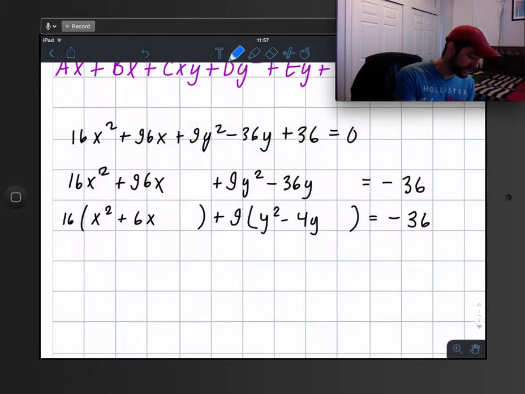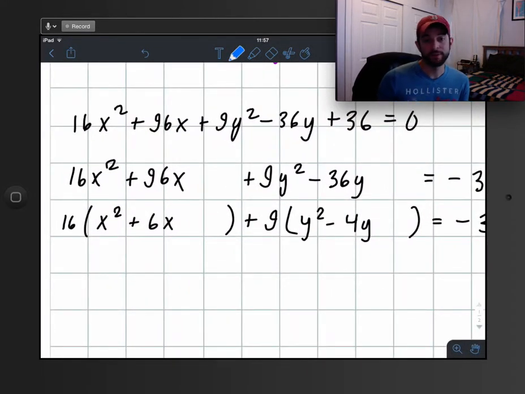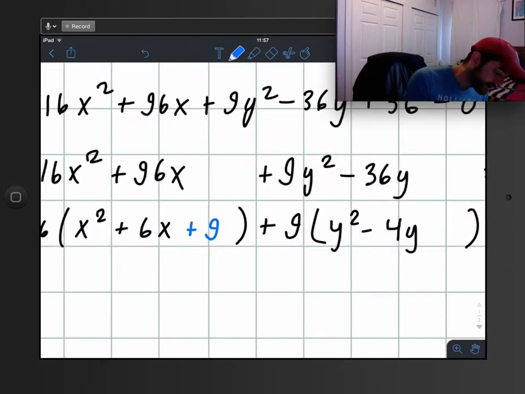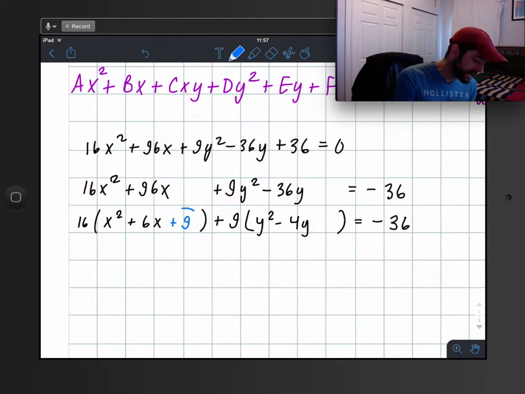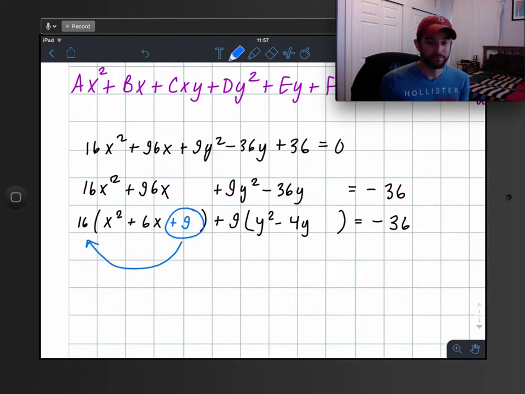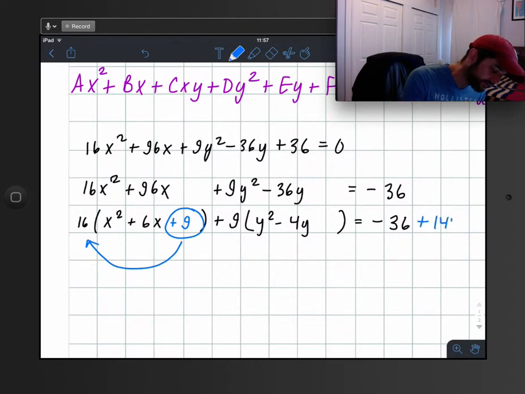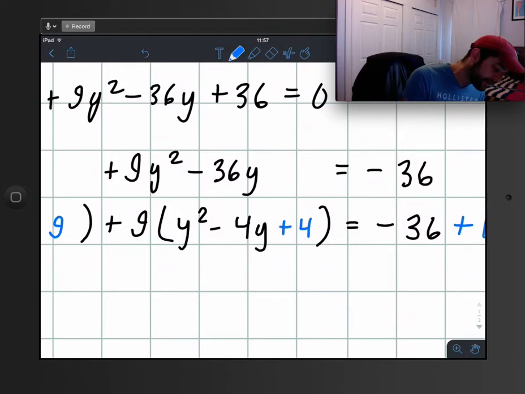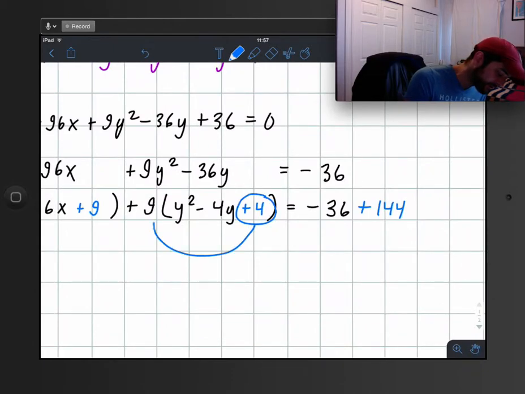And here's where it gets a little weird because, again, we take half of the linear term and square it to get what we have to complete the square. So half of 6 is 3, 3 squared is 9. But I don't add a 9 to the right side because this is a 9 times 16. So I have to add a 9 times 16 to the right side, or 144. Same thing with this. I have negative 4 cut in half is negative 2. Negative 2 squared is 4, so I add a 4. But to the right side, I add a 4 times 9, or 36.